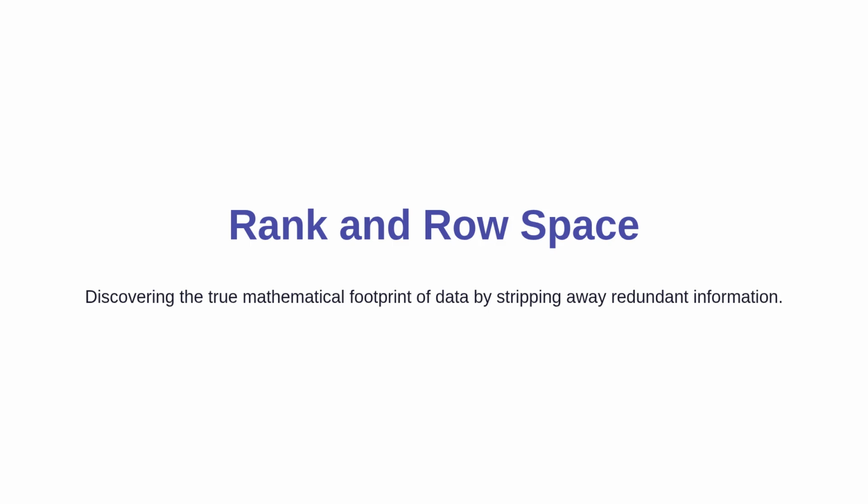Welcome to Linear Algebra. Today we are going to explore two of the most fundamental concepts in mathematics, rank and row space. Imagine you are an artist with a massive box of paint tubes, but you want to know exactly how many unique primary colors you actually need to mix every possible shade. That is exactly what rank and row space do for data. They help us strip away the redundant fluff and find the true essential information hidden inside a matrix. Let us dive in and see how this works.